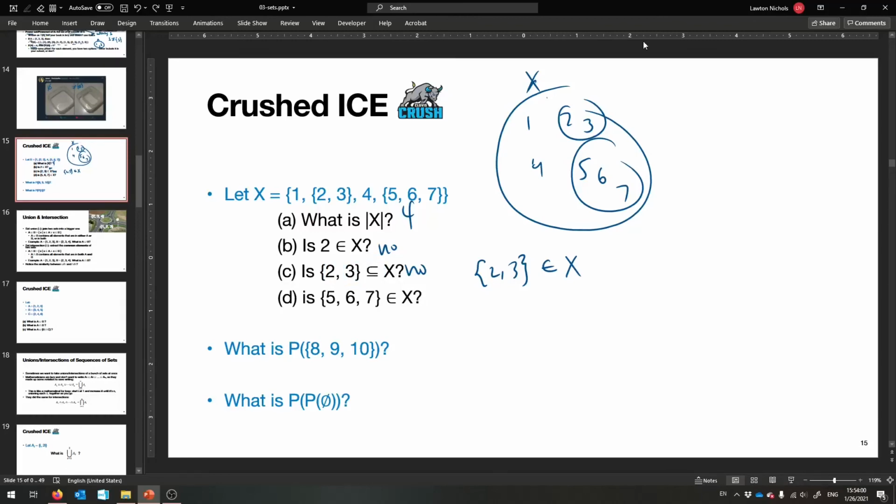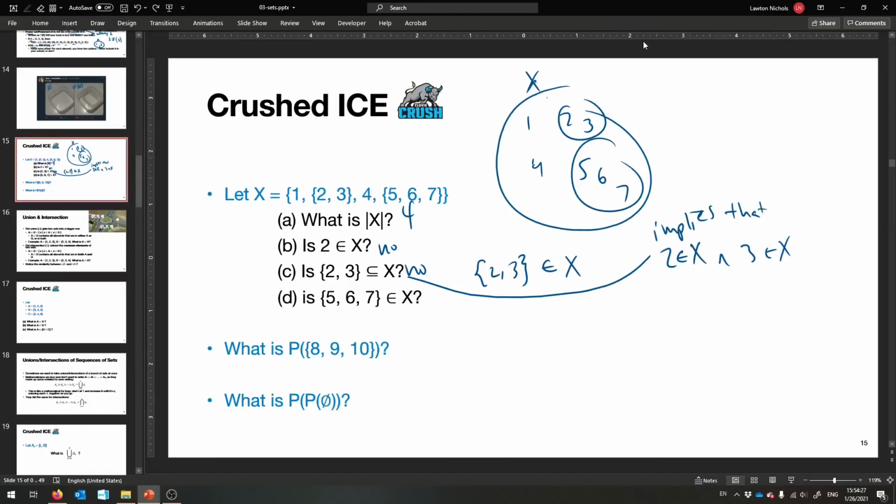Because remember what subset means. This would imply that 2 is in X and 3 is in X. That is actually not true. The whole set {2, 3} is in X, but 2 itself is not there. That would be like out here. 3 itself is not there. It would be like out there. Okay, so that's really weird to think about, but that is how you do it.